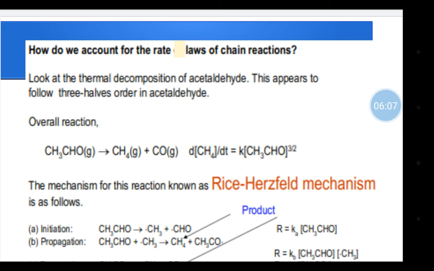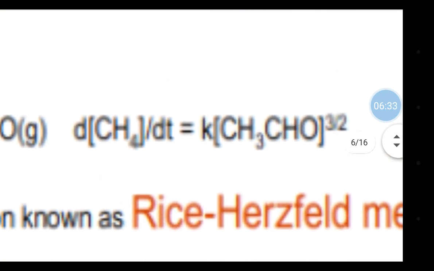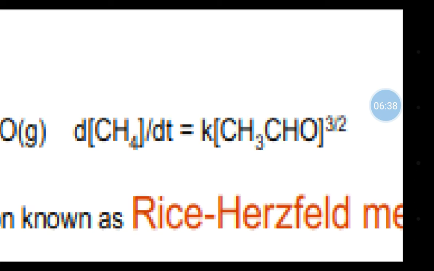The overall reaction that is involved in the decomposition of acetaldehyde is acetaldehyde gas produces methane gas plus carbon monoxide gas. And experimentally, it is found that the rate of this reaction, which is the rate of formation of methane, that is d/dt of the concentration of CH4, is equal to k into concentration of CH3CHO raised to 3/2. This is the experimentally observed rate of formation of CH4 or the rate of decomposition of acetaldehyde.